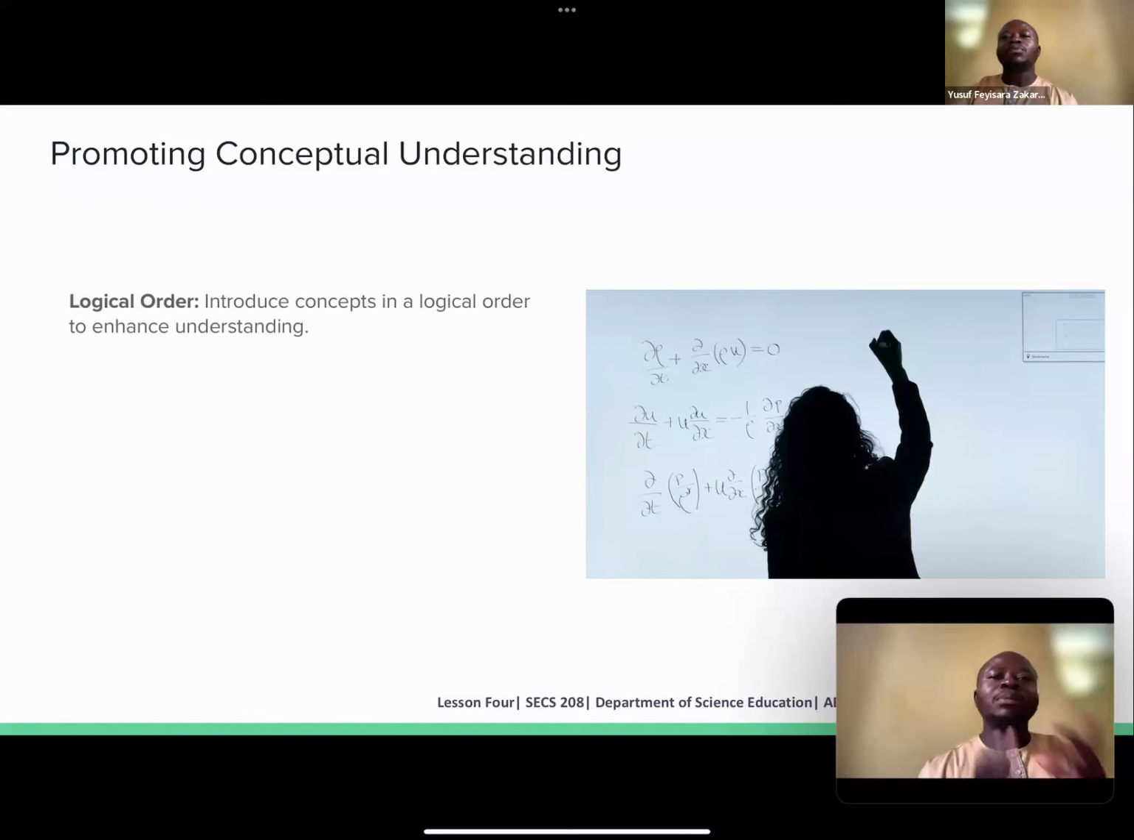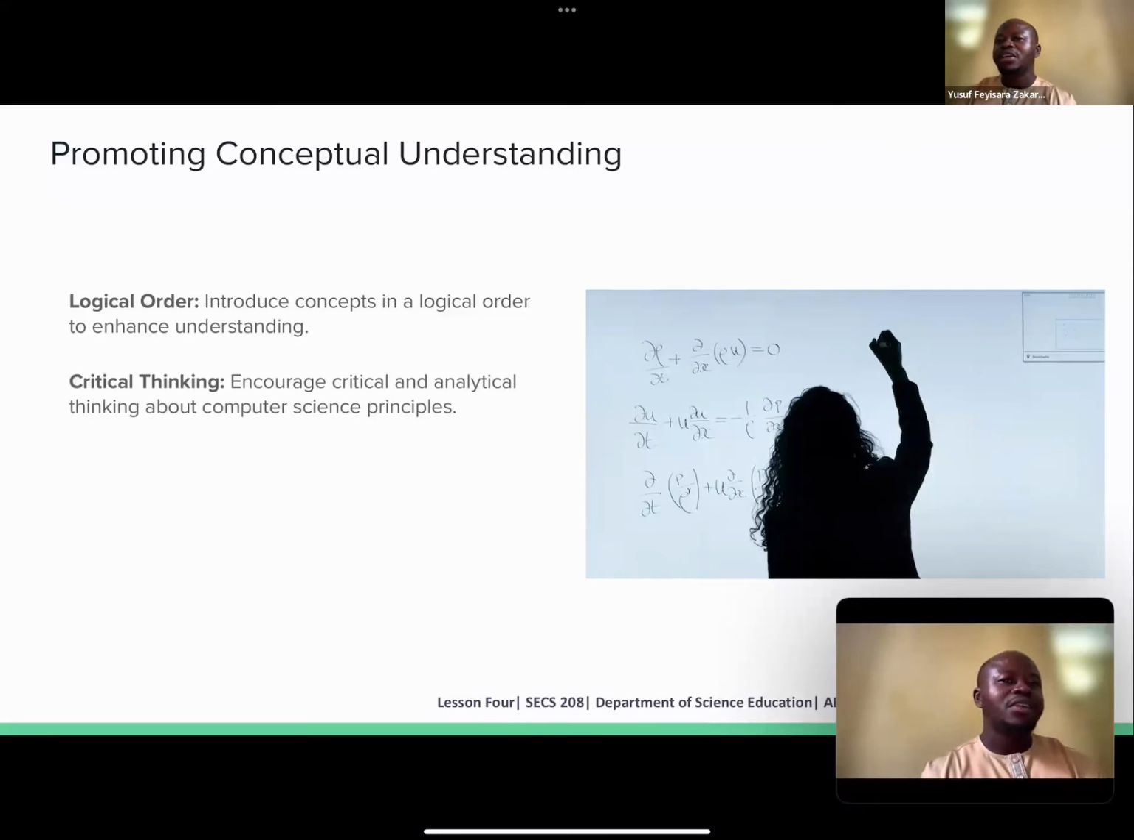All right. So in promoting conceptual understanding, there is going to be a logical order for you to follow. Introduce concepts in a logical order to enhance understanding. Then you can encourage critical thinking and even analytical thinking, because you can always remember, this one is linked to this. We have done this in education, in Edu 204, for instance.